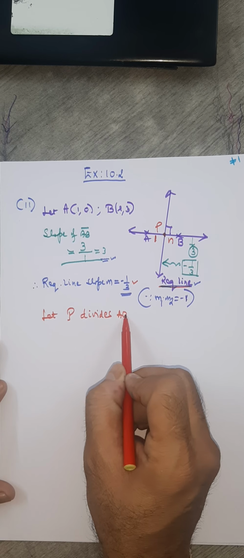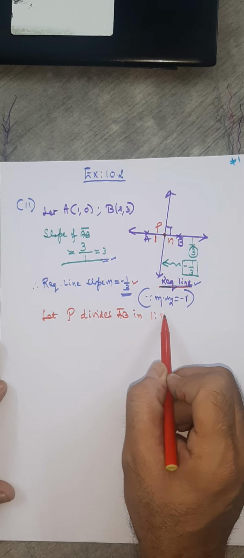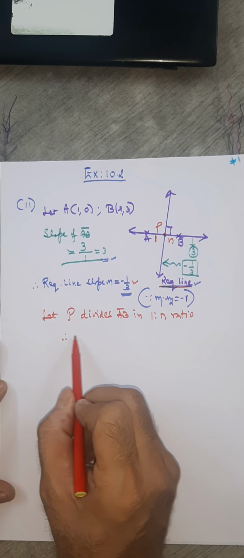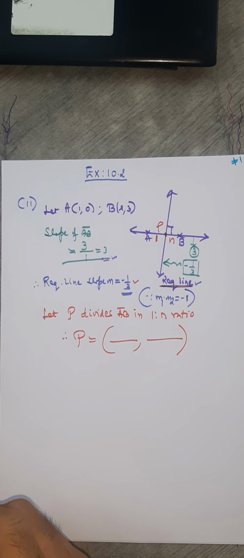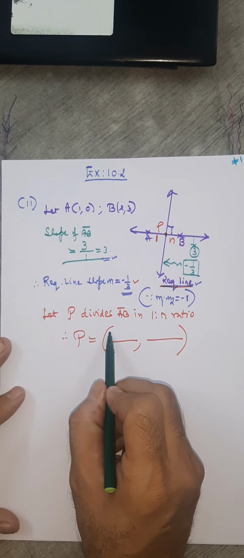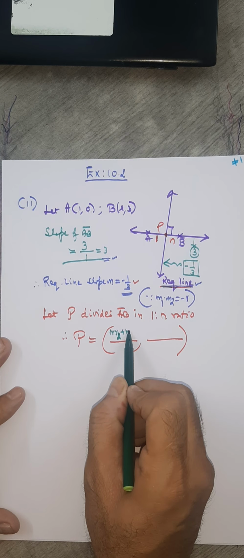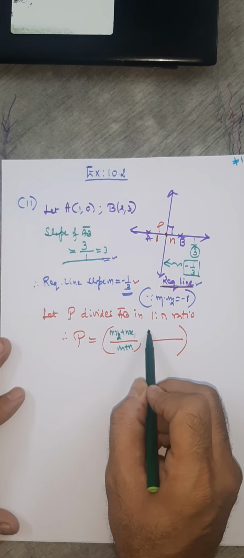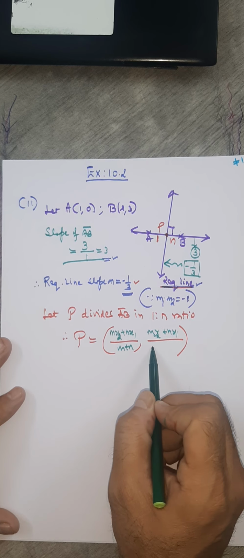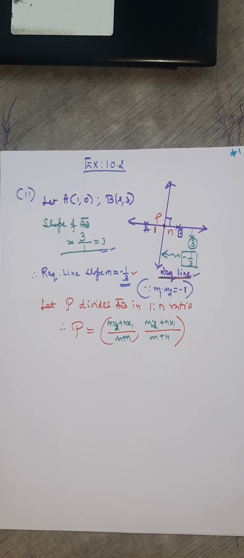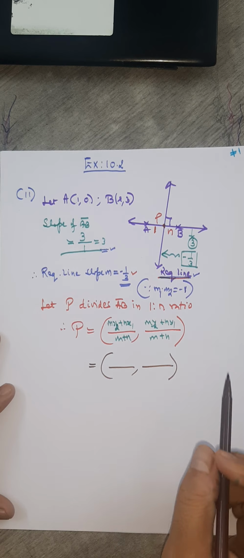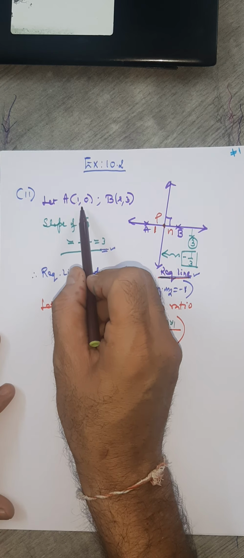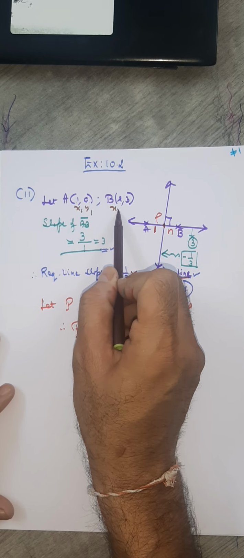P divides line segment AB in the ratio 1:n. This is given, so by the section formula you can write the coordinates of P very easily. If you remember, this is the formula: (mx2 plus nx1) upon (m plus n), and (my2 plus ny1) upon (m plus n). This is the division formula. Now we just place the values. Here this is your x1, y1, and this is x2, y2.